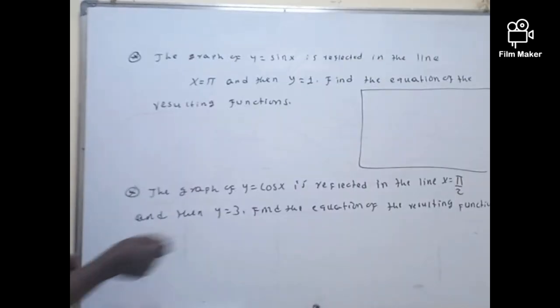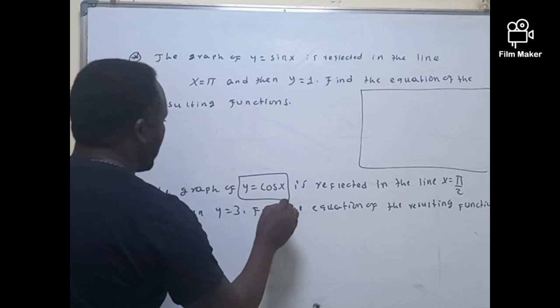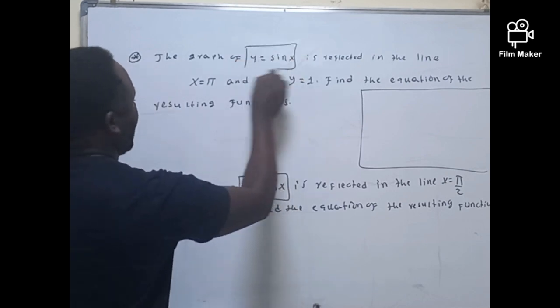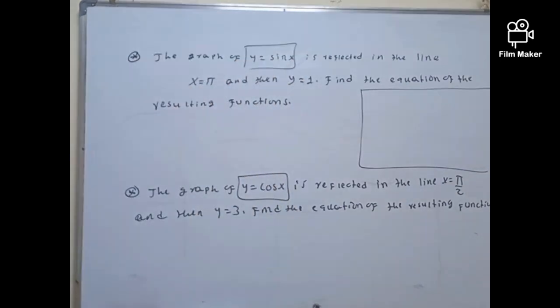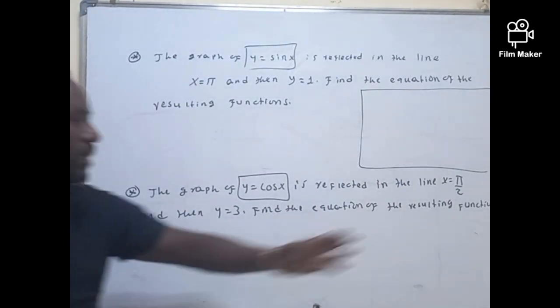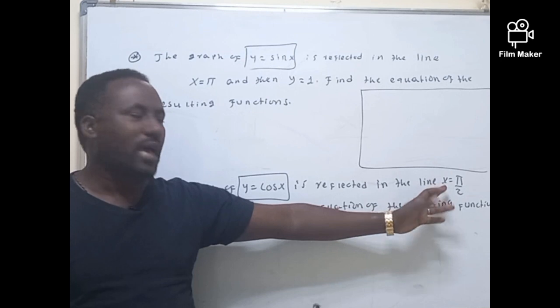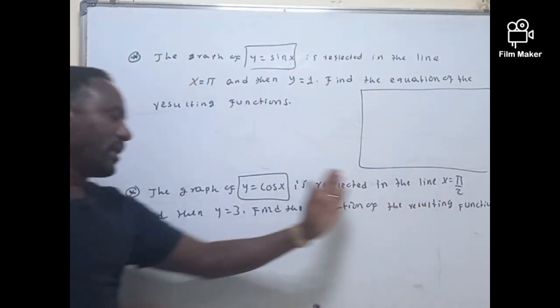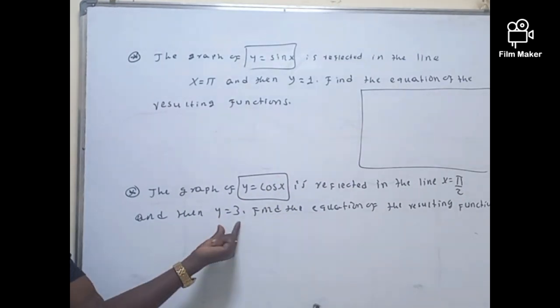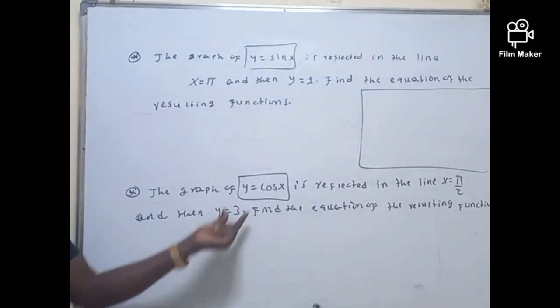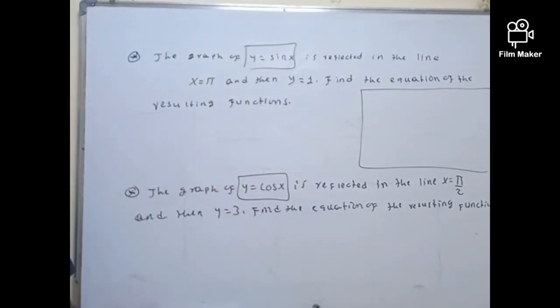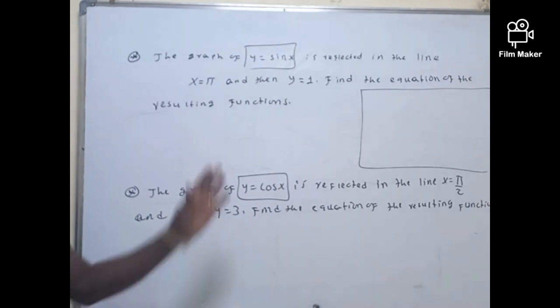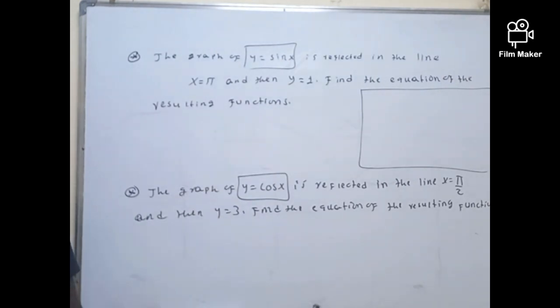The problem is still the same. This is cosine, this is sine, and only the lines of reflection are different, but the concept is always the same. In the second problem, the line of reflection is x is equal to pi over 2. The reflection line is vertical, and for the second, the reflection line is horizontal. The functions are different, but the concept is the same for both. So generally, don't worry about this problem.